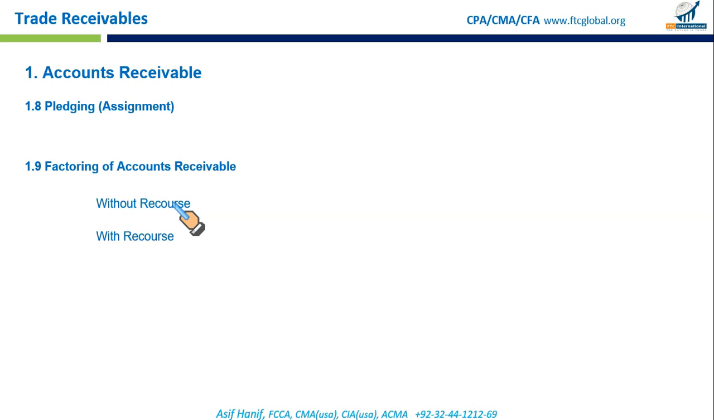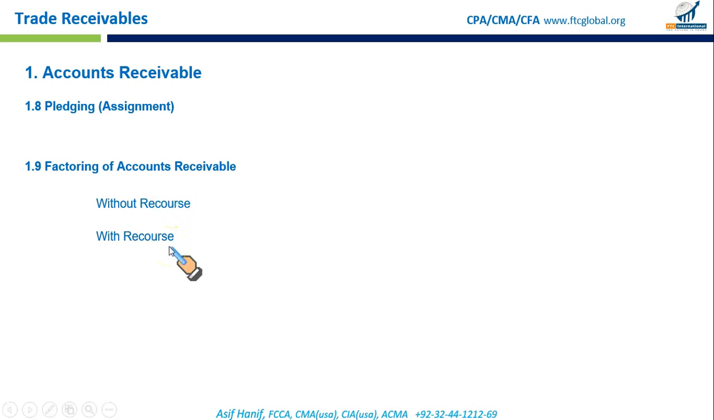So if a customer doesn't pay, you are not worried. The factor cannot come back to you for the original amount of money due. They can't come after you for reimbursement. Like, a company sells $10,000 in receivables to a factor without recourse. The factor itself is responsible for any losses if the customer doesn't pay.